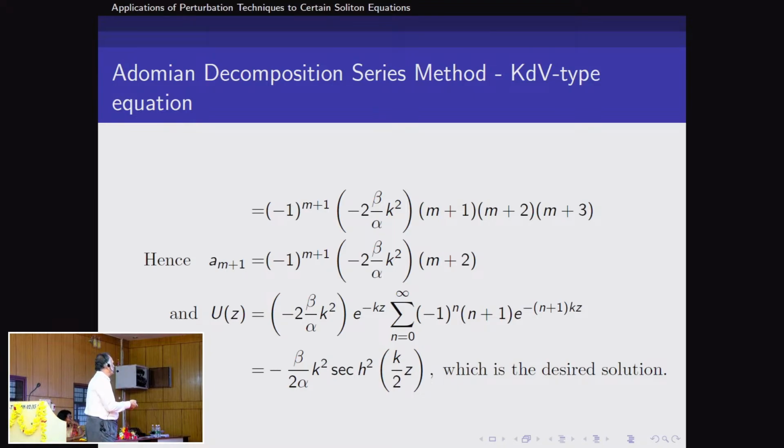So next I will apply it to the mKdV equation. Suppose you subject it to that traveling wave, it reduces to an ordinary differential equation. It is a nonlinear equation. You can see that, in fact, if the derivative is first order, it would have been a Bernoulli equation. But it is not. It is second order. The derivative term is second order. So you can apply this Adomian technique, the series technique.